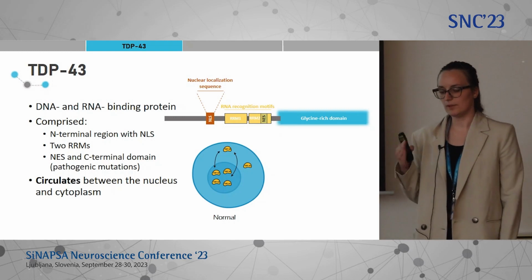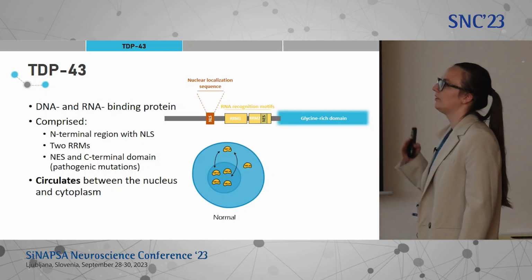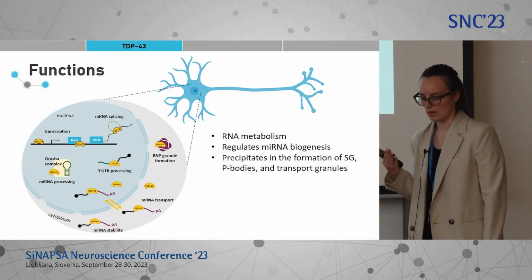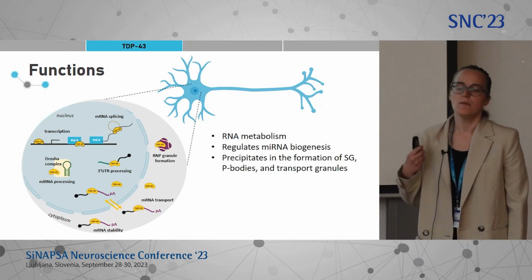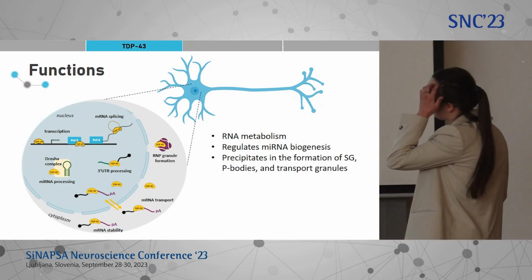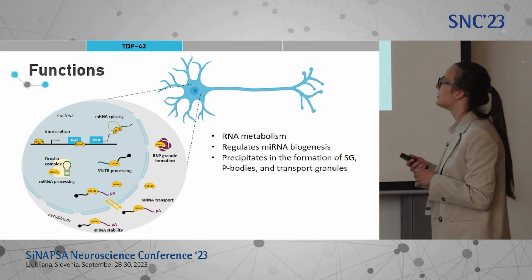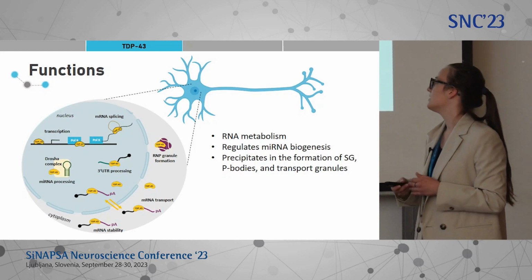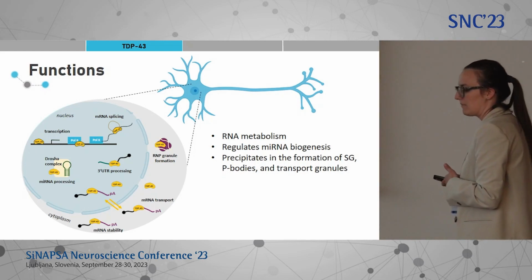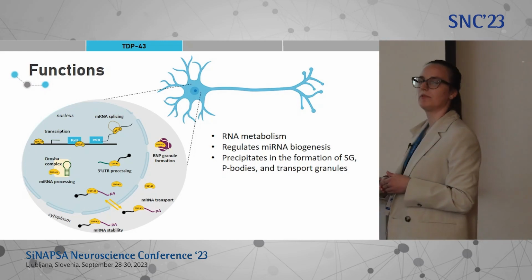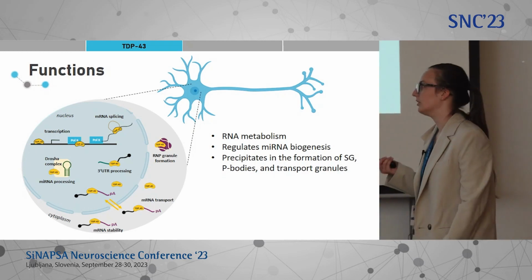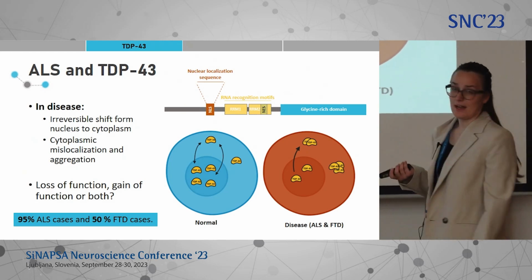In normal conditions, TDP-43 circulates between the nucleus and cytoplasm, and in both it performs important functions. It is involved in RNA metabolism, regulates microRNA biogenesis, and participates in the formation of stress granules, P-bodies, and mRNA transport granules. So I think it's fair to say that TDP-43 is like an angel in heaven in physiological conditions. But what happens in disease?